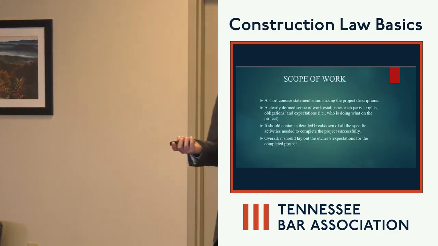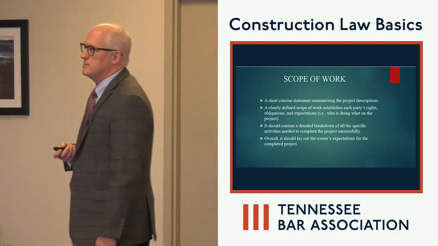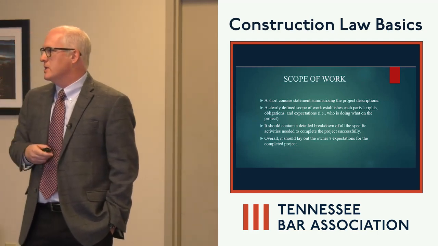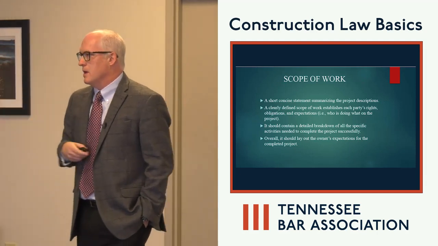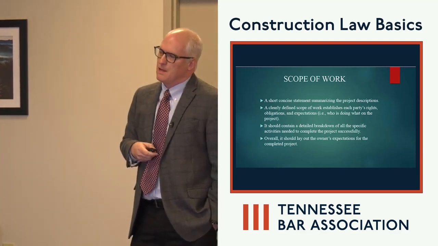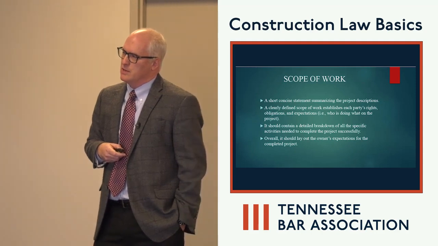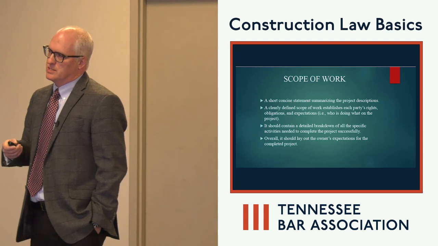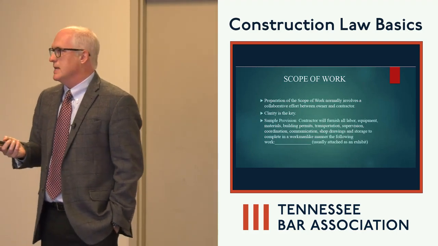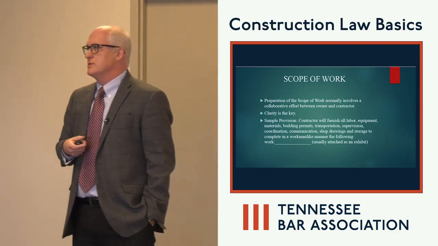Scope of work, there's a sample provision here, and again, it's very basic. Contractor will furnish all labor, equipment, materials, building permits, transportation, supervision, coordination, communication, shop drawings, storage, workmanlike manner. Typically, if it's a reno project on a house, that's probably something you can fill in with 2 or 3 lines. More times than not, you're going to see an attached exhibit as far as what actually the scope of work is. Obviously, it's a short, concise statement summarizing project descriptions.